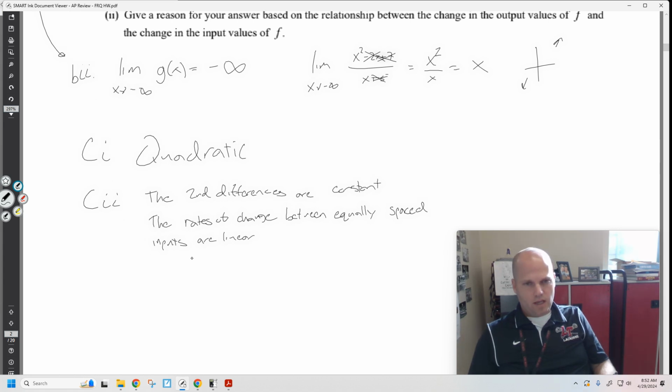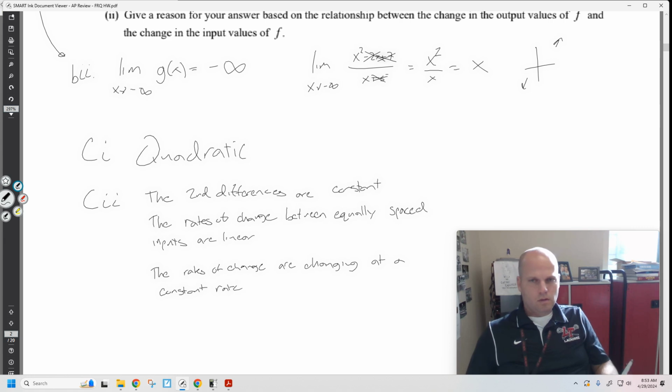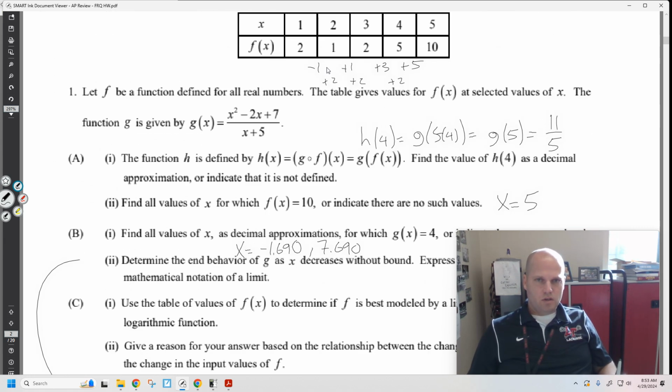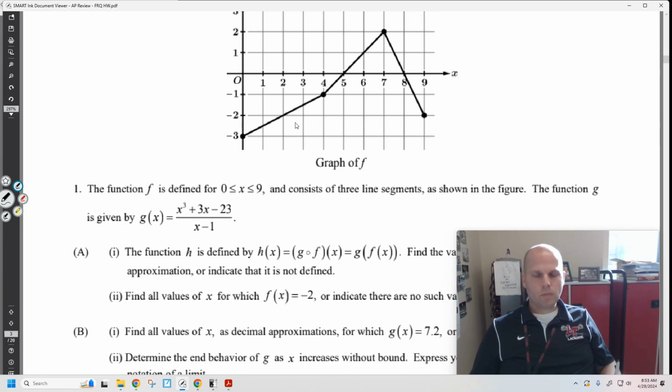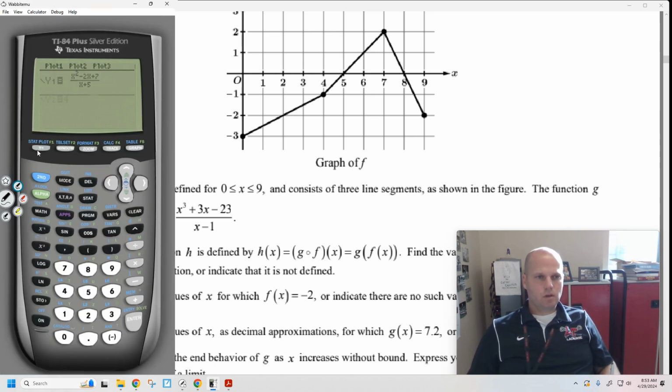You can say the rates of change are changing at a constant rate. The rates of change are changing at a constant rate. Okay, now we're given a graph. Here's another one, g.